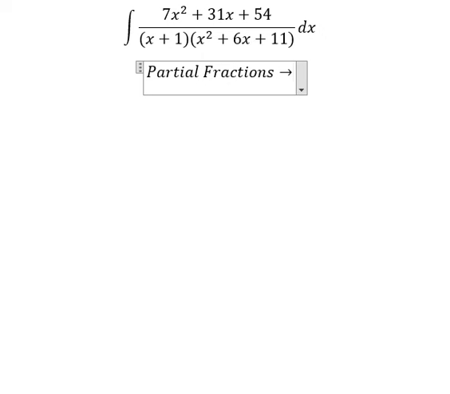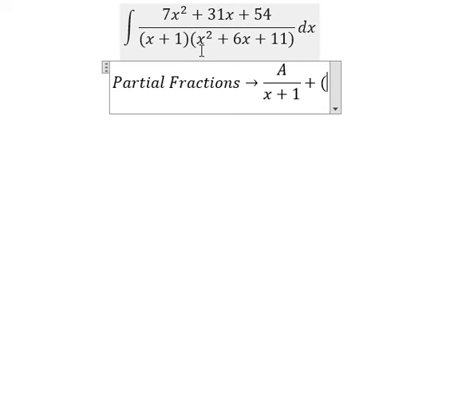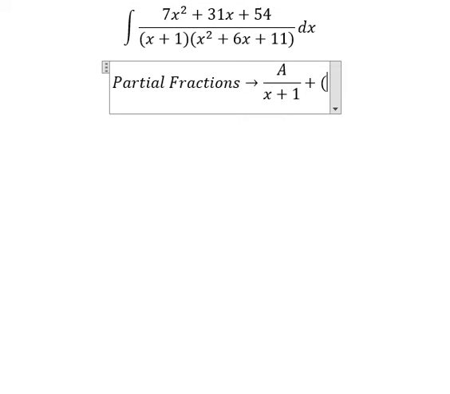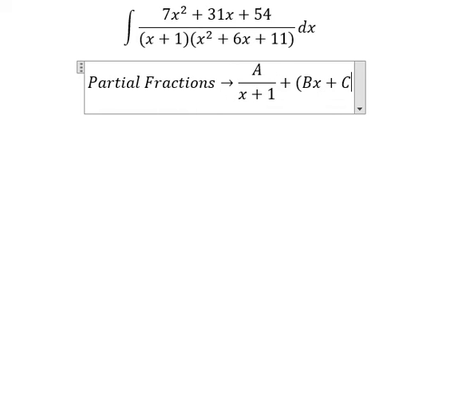So I will put A over s plus 1. And for the next one, we see that the highest power is 2. So on the numerator, we need to reduce by 2 minus 1. So we have Bs, and later we reduce to 0, and we have C.